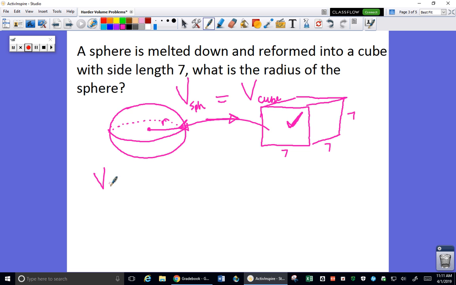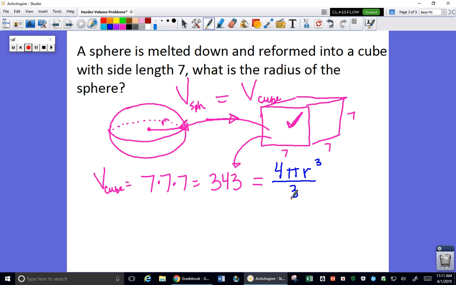So volume for a cube is 7 times 7 times 7, or 7 cubed, which means I have a 343 cubic unit volume. Okay, that came from your cube. So now I'm going to change colors and talk about the sphere. So the sphere volume formula is 4 pi r cubed divided by 3.